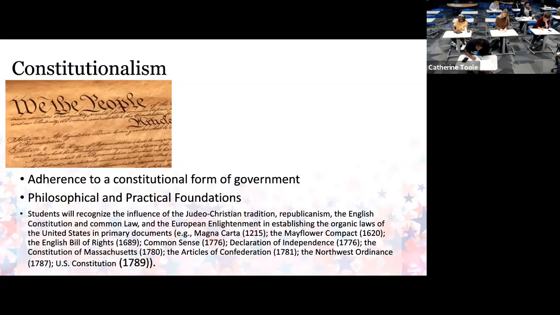The Mayflower Compact, the English Bill of Rights, Common Sense, which was a document published right before the war, the Declaration of Independence, the Constitution of Massachusetts, the Articles of Confederation, and the Northwest Ordinance. When we talk about founding documents, this is what we're talking about. Our Constitution is based on a philosophical background of all these other documents.